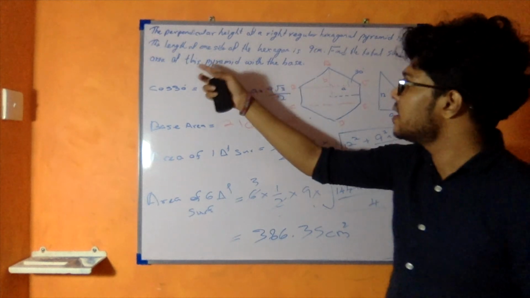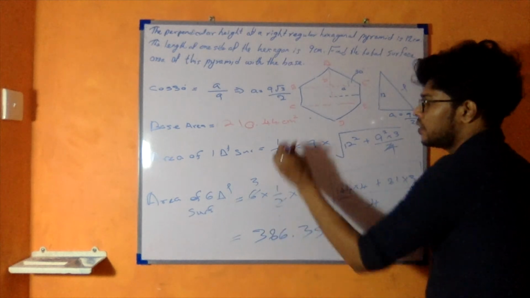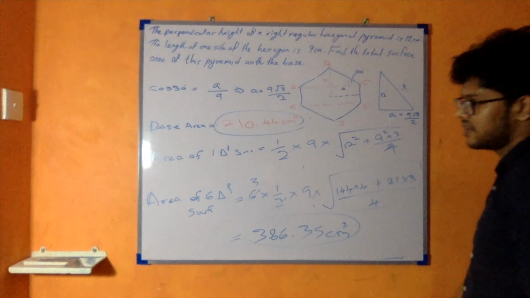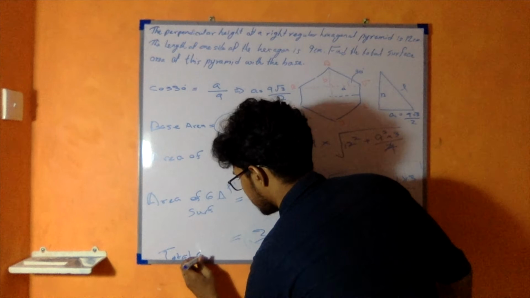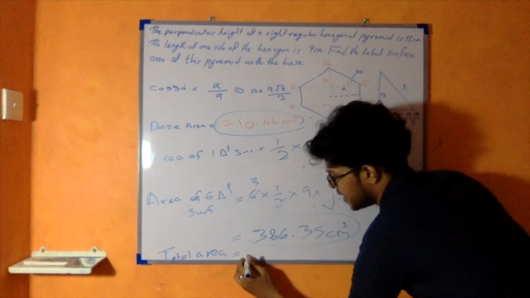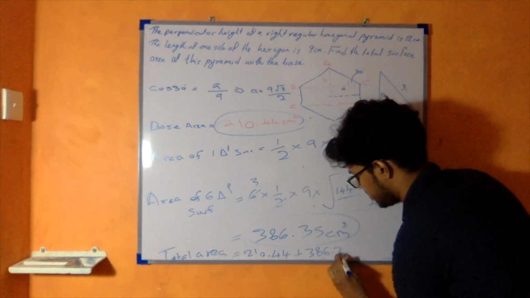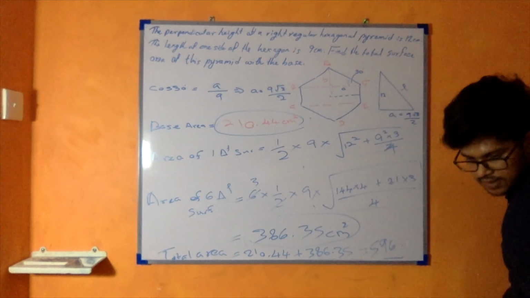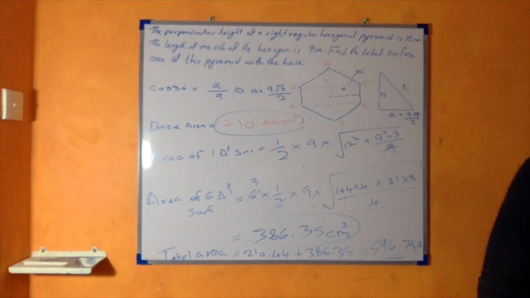Now you are required to find the surface area of all the surfaces including the base. So now what you have to do? You have to add this base area with the area of the surfaces. So total area will be equal to 210.44 plus 386.35, which is equal to 596.79 square centimeters. So that is the answer.